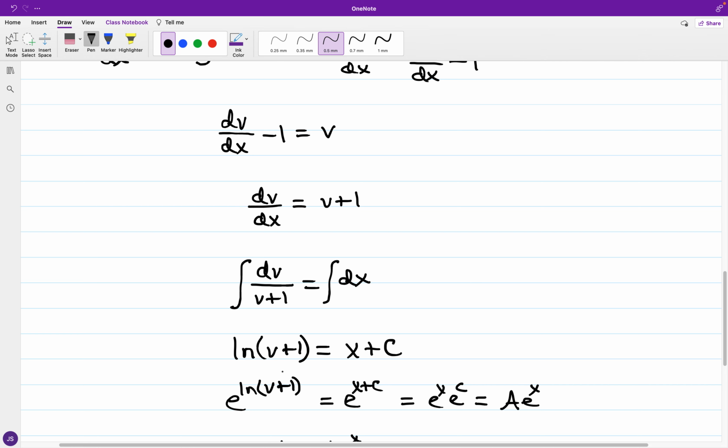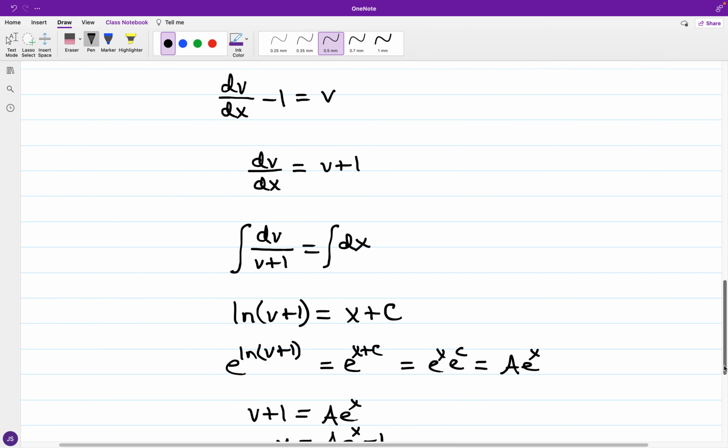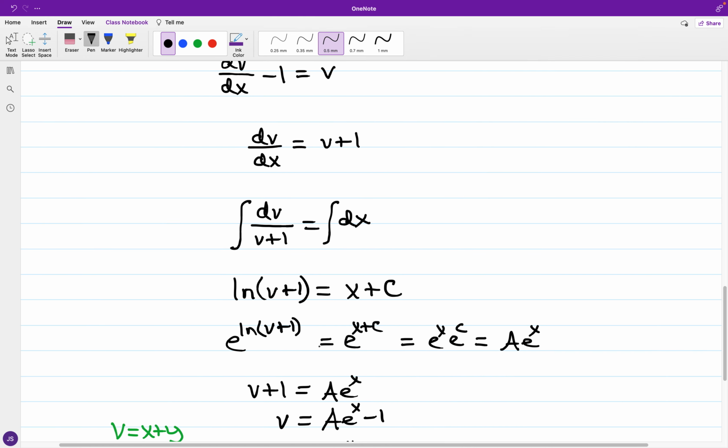Then we take e as the base to which both sides are going to be the powers. So e to the natural logarithm of the quantity v plus 1 is v plus 1. For e to the x plus c, this translates to e to the x times e to the c. And again, e to the c is just a constant.